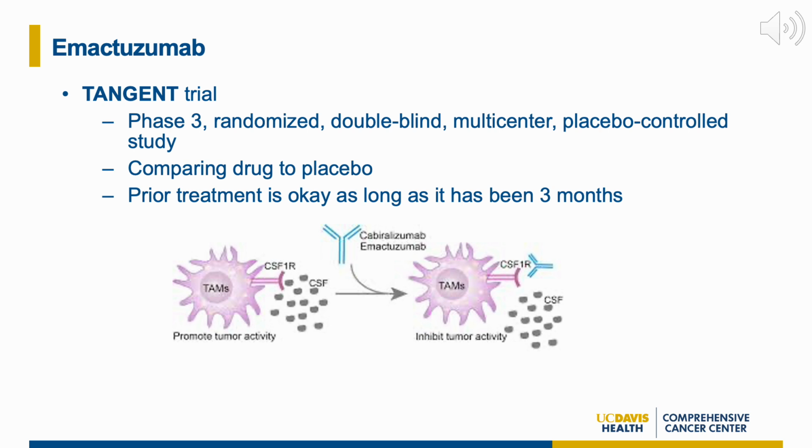But now the TANGENT trial was to study imictuzumab. And again, phase 3, randomized, double-blind, multi-center, placebo-controlled trial, so comparing drug to placebo. This trial was interesting because it actually allowed people to have previously gotten pexidartinib, which was the first trial that really allowed that. And they said that it was okay as long as you hadn't had the drug in the last 3 months. So they did allow prior treatment.